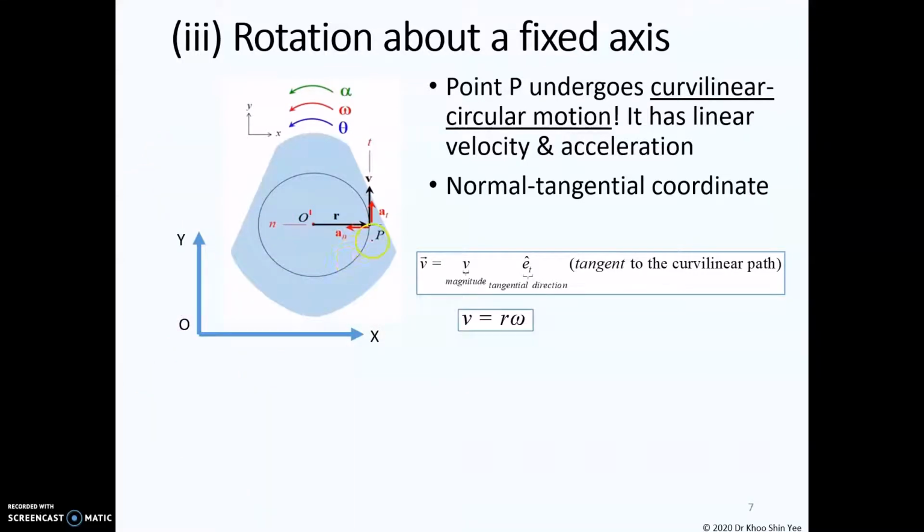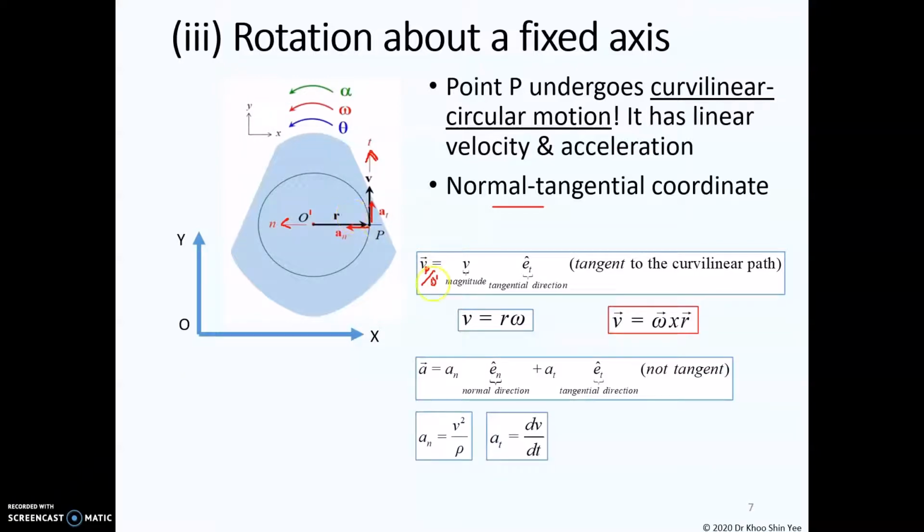Therefore, we can find the absolute velocity at point P with respect to O prime. When you observe the motion of point P with respect to O prime, you see that point P just undergoes curvilinear circular motion. In this case, you can find the velocity and acceleration components by using the normal tangential coordinates. The tangent coordinate is in the tangent direction to the curve. The normal direction acts toward the center. You have done this before, so you should be able to obtain the velocity equal to the radius multiplied by the angular velocity.